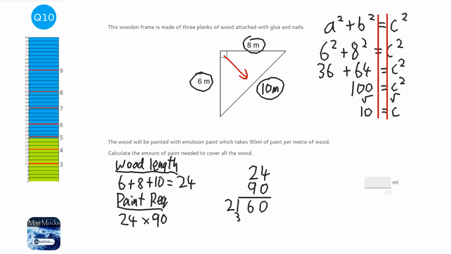So it would be 2,160 milliliters. If you ask this in liters it would be 2.160 liters, because there's 1,000 milliliters in a liter.